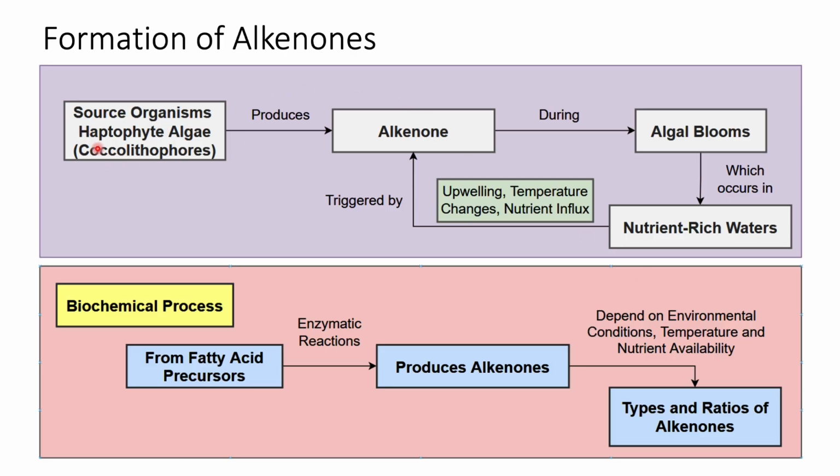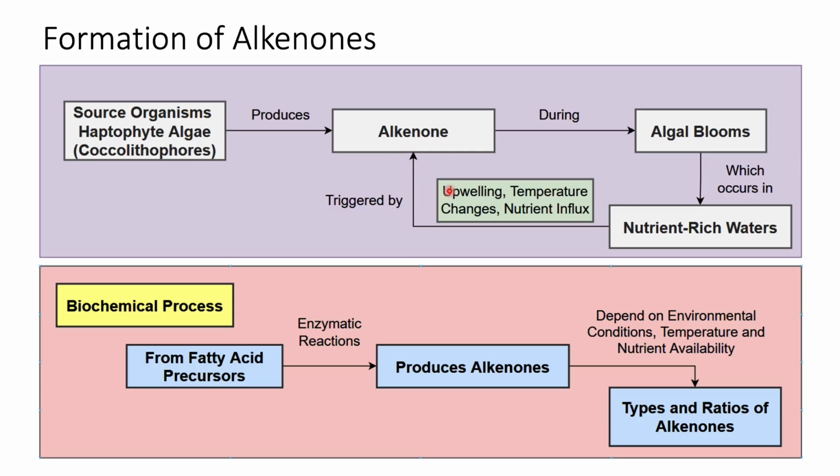The source organism is haptophyte algae. They are also called coccolithophores. They produce alkenones. When do they produce the alkenone? They produce it during the algal blooms. How does it actually occur? Because of the nutrient-rich waters, because we are talking about the Arctic water systems. The nutrients are more abundant in the Arctic water system, and these algae actually produce these alkenones. And once the nutrient-rich water is there, upwelling, temperature changes and nutrient flux trigger the formation of alkenones. So that is how more and more alkenones are produced.